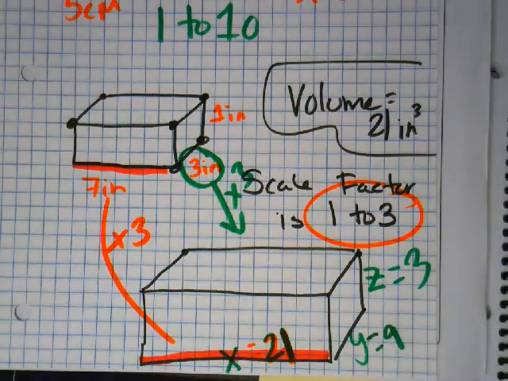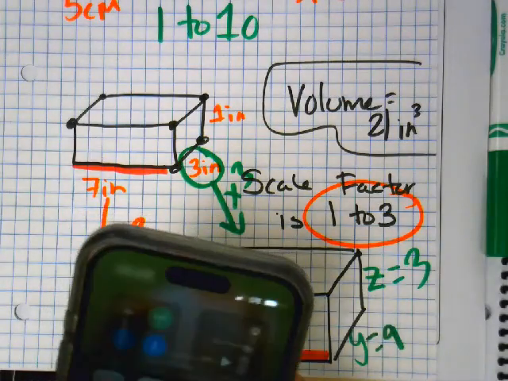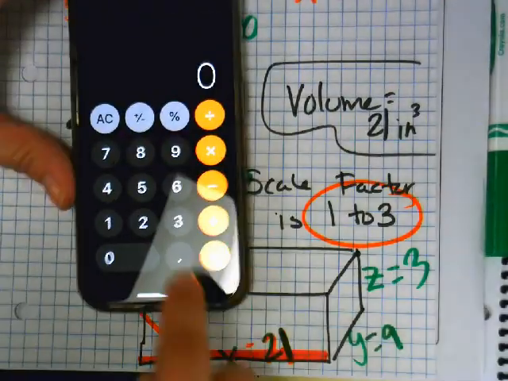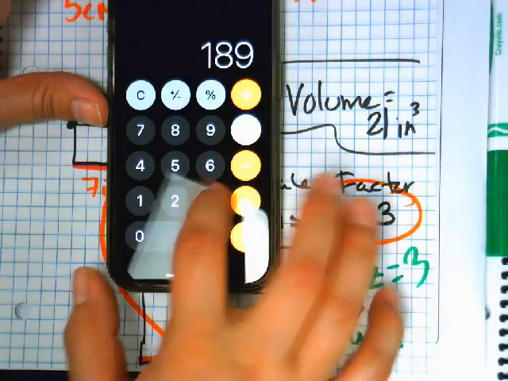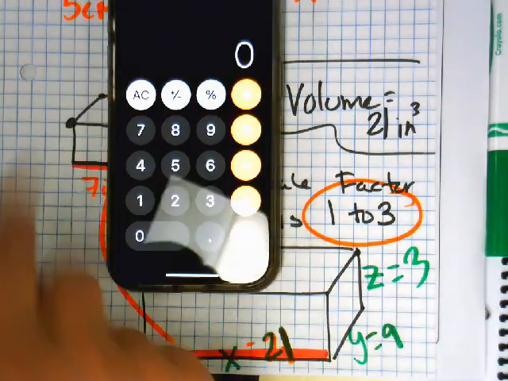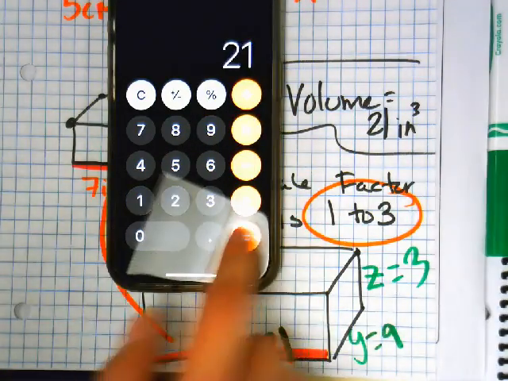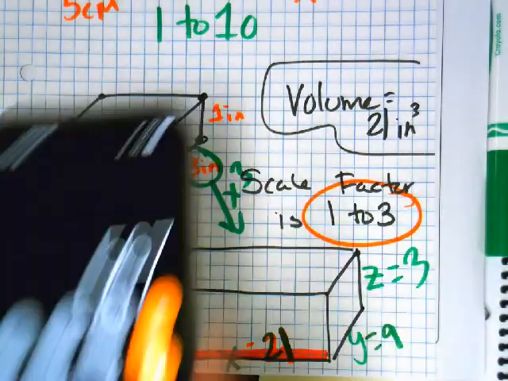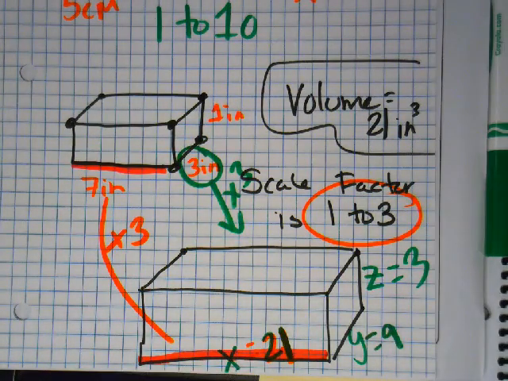Now, let me do this on my calculator. Let's find the volume of this. So it would be 21 times 9 times 3. My volume is now 567. What was it before? 21. Big difference, huh?